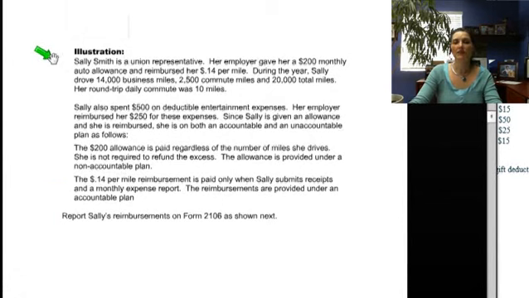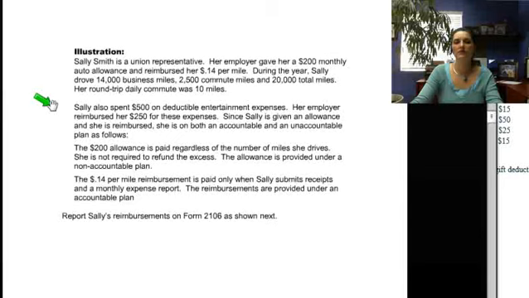Sally Smith is a union representative. Her employer gave her a $200 monthly auto allowance and reimbursed her 14 cents per mile for her business miles: 20,000 total miles less 2,500 commute miles. Her round-trip daily commute was 10 miles. Sally also spent $500 on deductible entertainment expenses. Her employer reimbursed her $250 for these expenses.